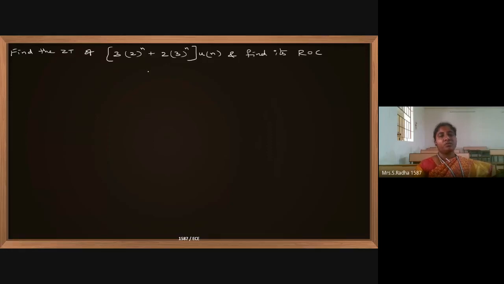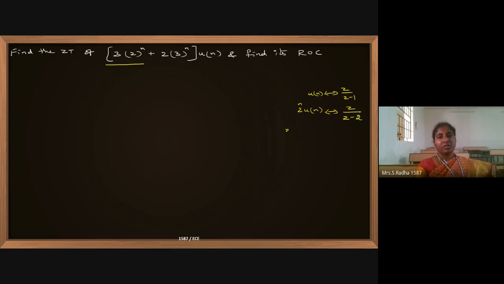Okay, so first I will take the first term. If you have u of n, the z transform is z by z minus 1. If you have 2 power n u of n, the z transform is z by z minus 2.